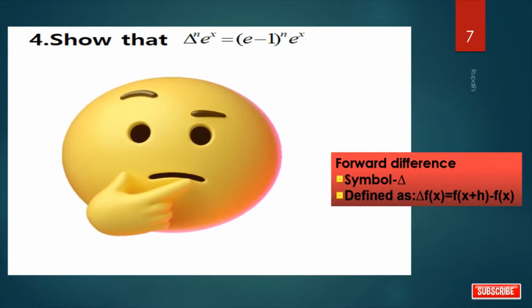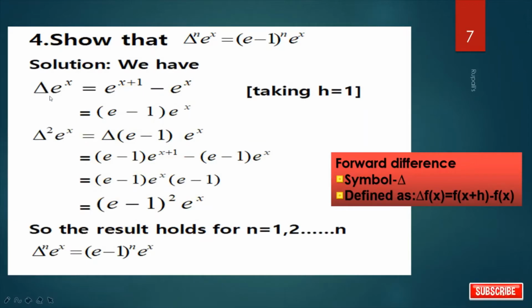So the solution is, we have delta e to the power x equals e to the power (x plus 1) minus e to the power x. If I take h equals 1, by this formula we get e to the power (x plus 1) minus e to the power x. So it is (e minus 1) into e to the power x. So what is delta squared e to the power x? It is delta of (e minus 1) into e to the power x.